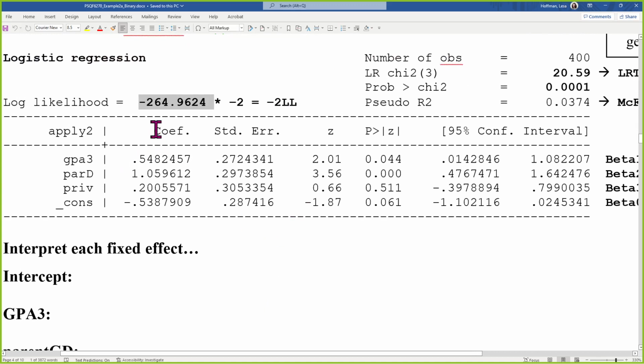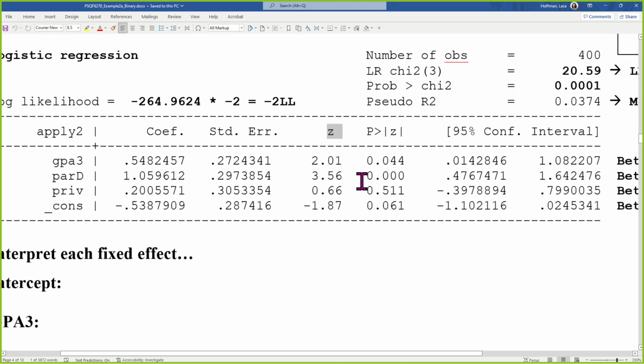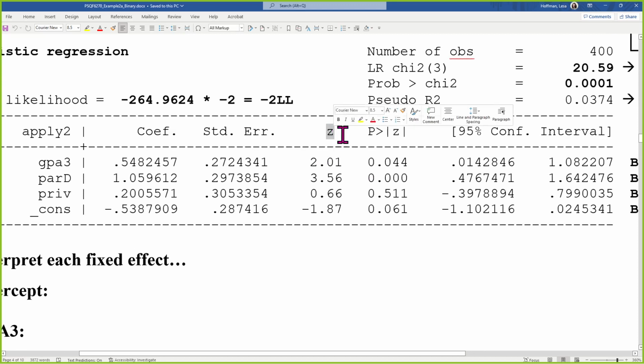So, coefficient, synonym for estimate. Standard error, inconsistency of that estimate across samples. Z, this is new. What letter is usually there? T. Guess what? This column is computed the exact same way, whether it's labeled T or Z. It's coefficient divided by standard error.